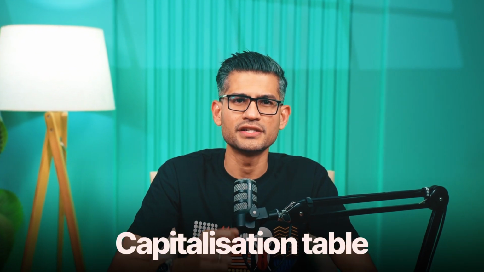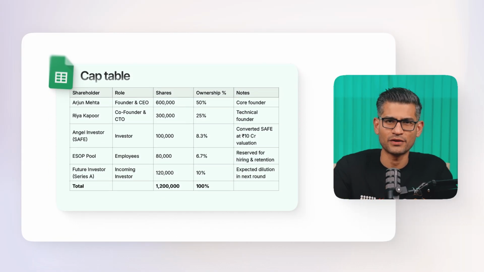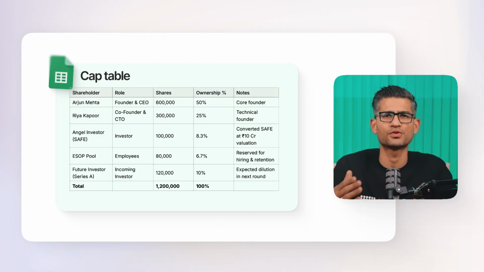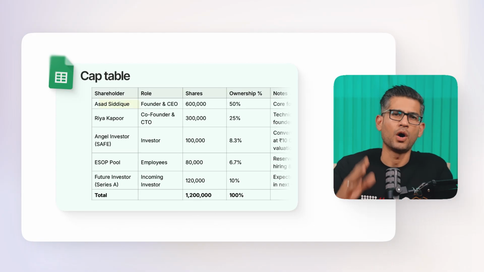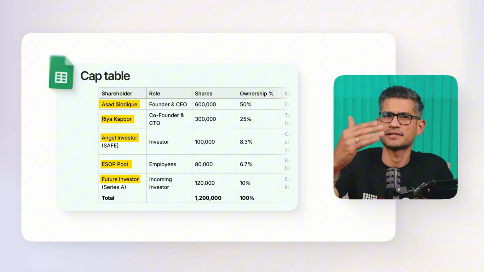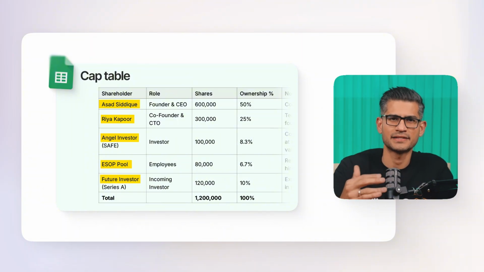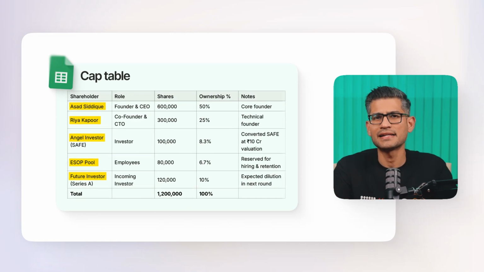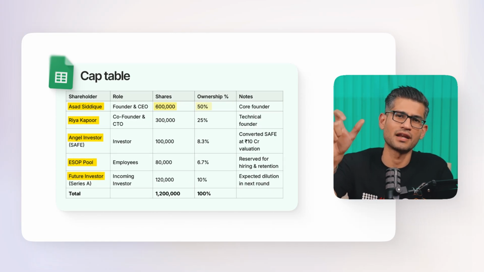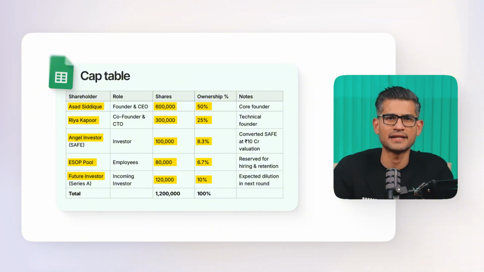Cap table is short for a capitalization table. It sounds fancy, but it's actually really simple. It's just a spreadsheet on Excel that shows who owns what percentage of the company. That's it. On one side, you have got all names: Asad, Mr. A, Miss B, Miss C, etc. All the people who own some equity in the company. And on the right-hand side, what it mentions is the number of shares they own and the percentage that they own. That's simply a cap table.